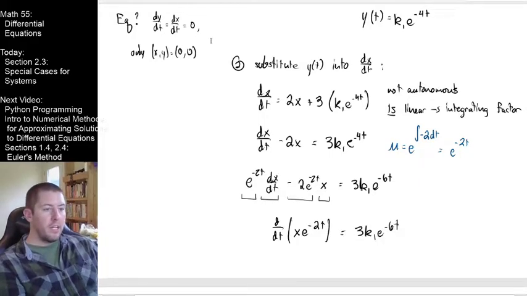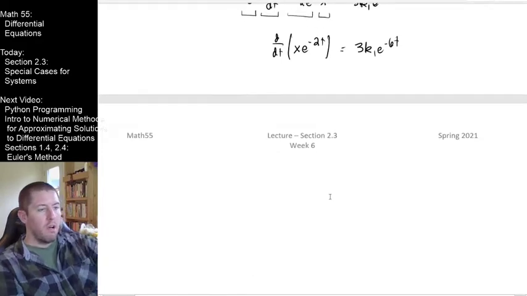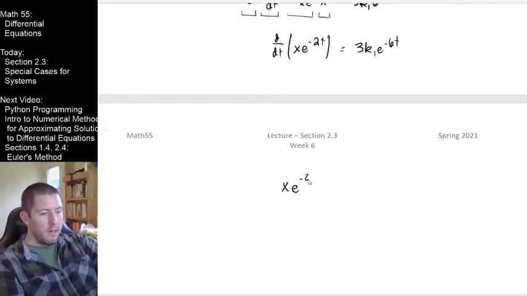And now we can go ahead and integrate on both sides to solve for x. So x e to the negative 2t is the integral of 3k1 e to the negative 6t dt. This is going to pop out for me a negative 1/6.